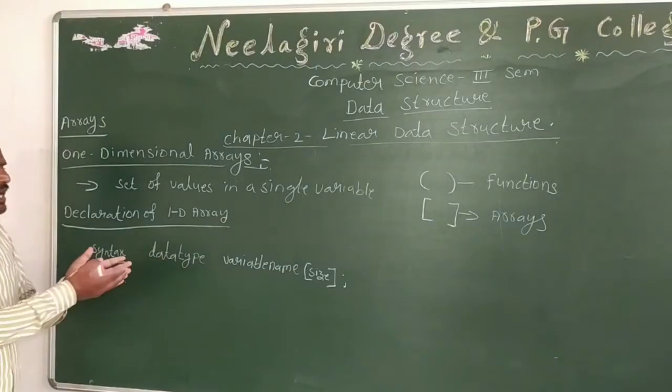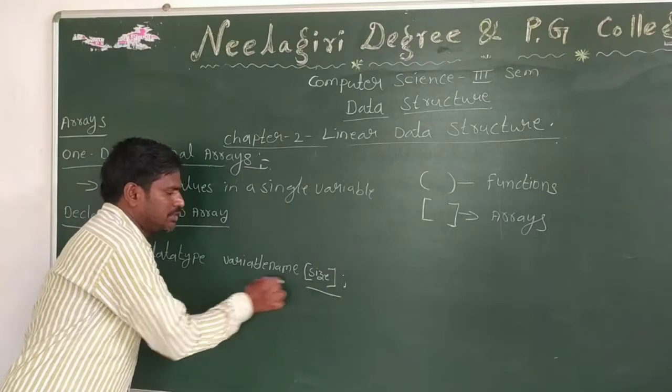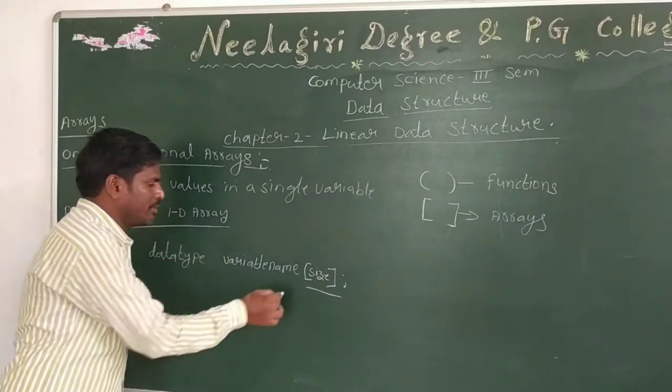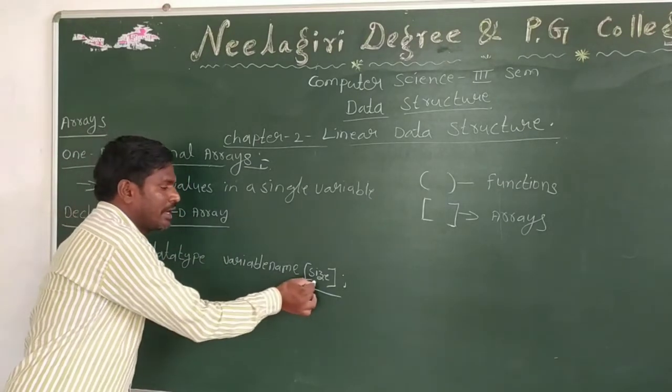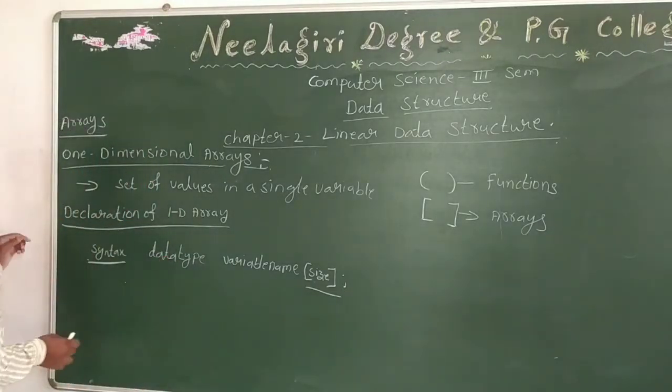This is just like a normal variable, with an extra part. If you want to declare only a single variable, this is enough. If you want to declare an array variable, you have to write this. Okay. Now, what is the data type?